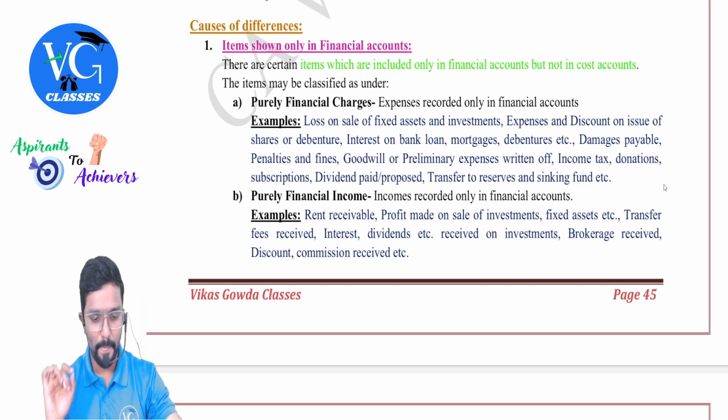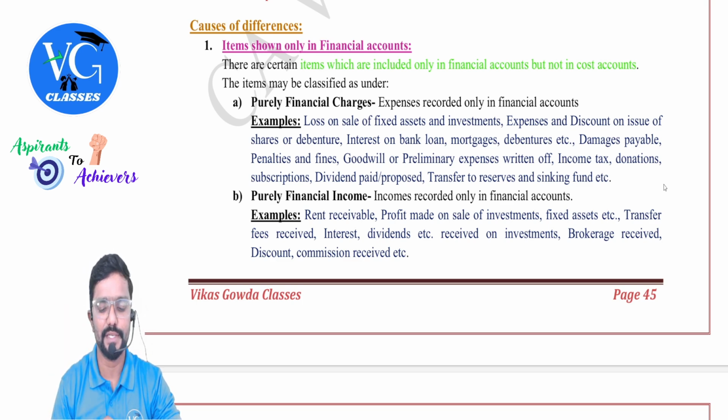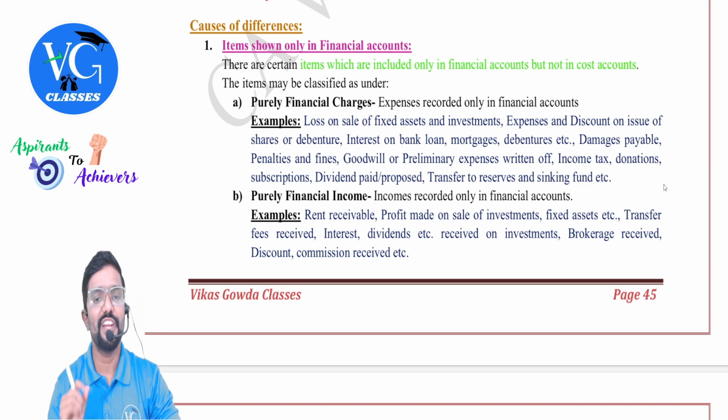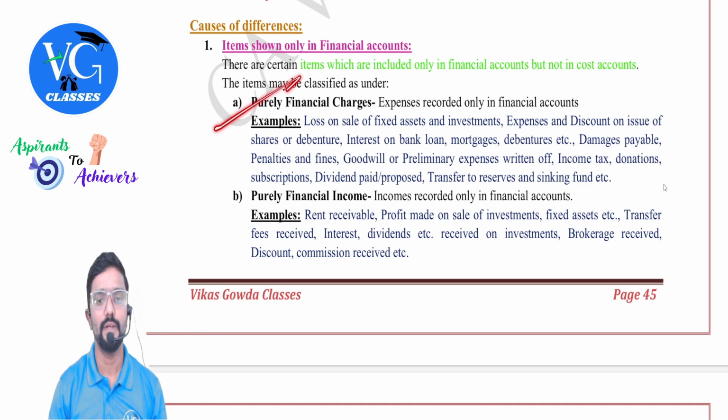Listen to this. Items shown only in financial accounts, we call pure financial items. First one, pure financial charges, means these are the expenses charged only in financial books. Examples: loss on sale of fixed assets and investments, expenses and discount on issue of shares or debentures, interest on bank loan, mortgages, debentures, etc. Damages payable, penalties and fines, goodwill or preliminary expenses written off, income tax, donations, subscriptions, dividend paid or proposed, transferred to reserves and sinking fund.